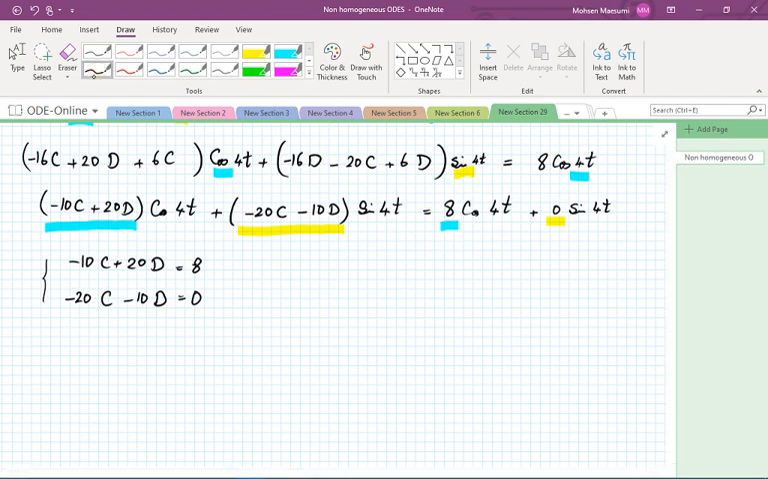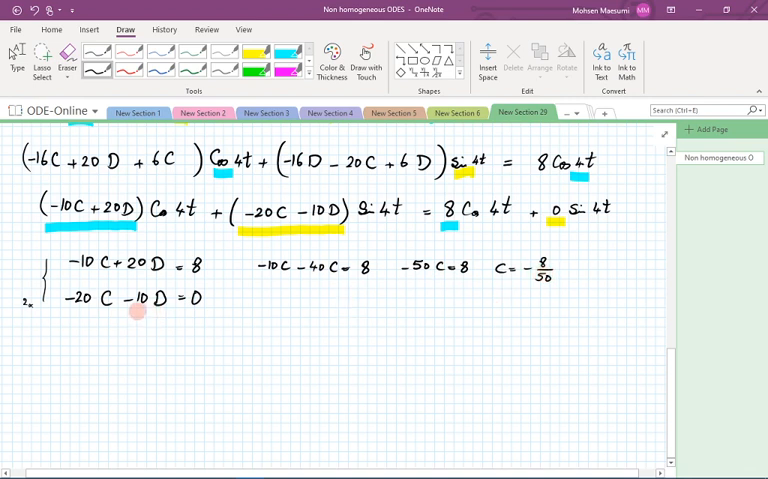So what we can do here is, for example, multiply this equation by 2 and add them up. That is going to eliminate d, and you have minus 10c, and then this becomes minus 40c overall, equal to 8 plus 2i0, that's 8. So it becomes minus 50c is equal to 8. So c is minus 8 over 50. And if you want to simplify, that's fine.